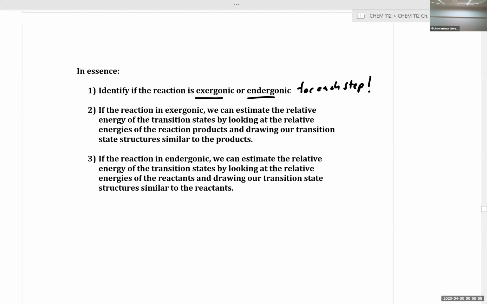Okay, so if we see an exergonic step, so when I use the word reaction, also think about the word step, we can estimate the relative energy of the transition states by looking at the relative energy. So in this case, we're looking at exergonic. So for exergonic, we care about the reactants. For an endergonic step, we can look at the relative energies of our products.